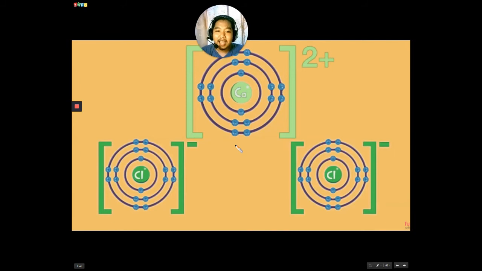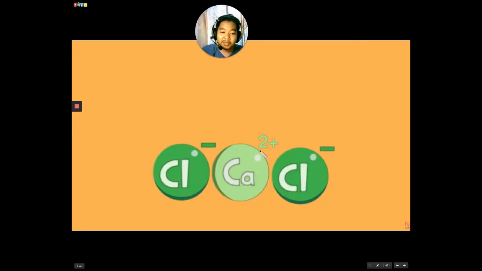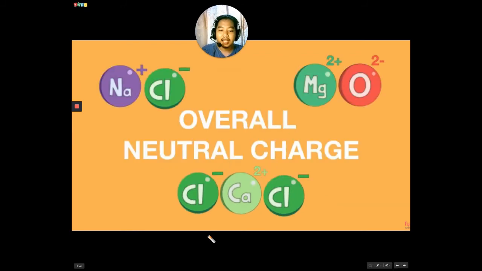Now, the problem is, how do we write this? Earlier, calcium and chlorine was just NaCl, and magnesium and oxygen was just MgO. But this time, we cannot simply write CaCl, but rather we will write CaCl2 to indicate that there are two chlorines attached in this compound. So this is your calcium chloride. Hopefully it makes sense now, because the charge will not be balanced if there's only one chlorine. That is your calcium chloride.